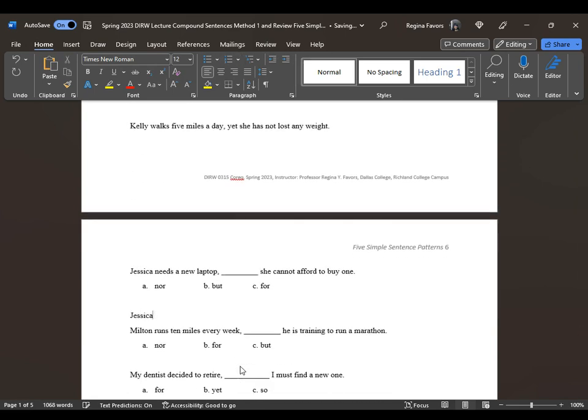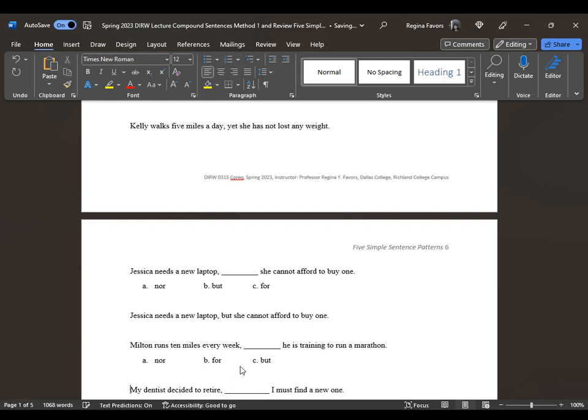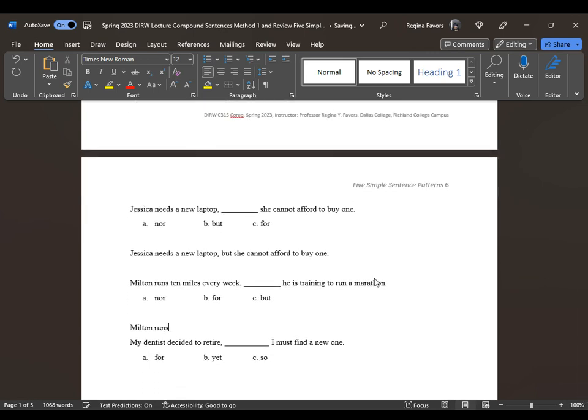Jessica needs a new laptop, comma, she cannot afford to buy one. So we understand that there's a contrast, but she cannot afford to buy one. Okay. Milton runs 10 miles every week, comma. He is training to run a marathon. For he is training to run a marathon.